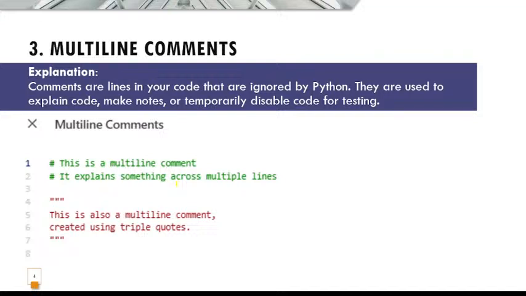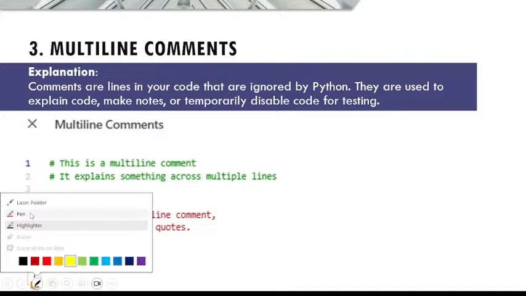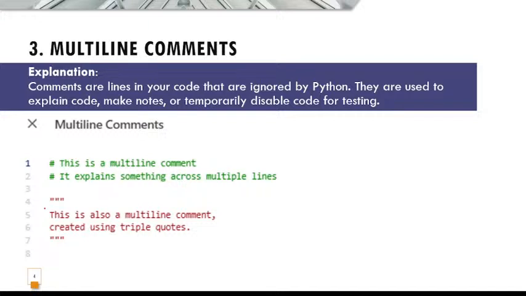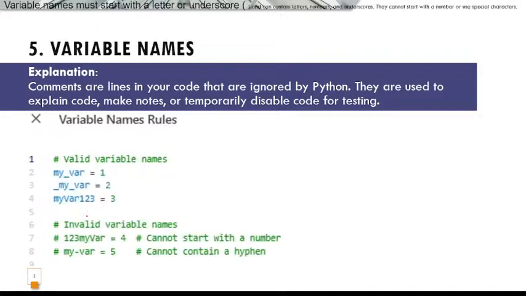Now the next thing is multi-line comments. Multi-line comments are lines of code that are ignored by Python. Again, it's the same, but previously, for one line, for inline comments, we write this hash, but in multi-line comments this is what we use. For multi-line comments we write this thing: we write three quotes, then close it with three quotes. This is multi-line comments. Variable names.